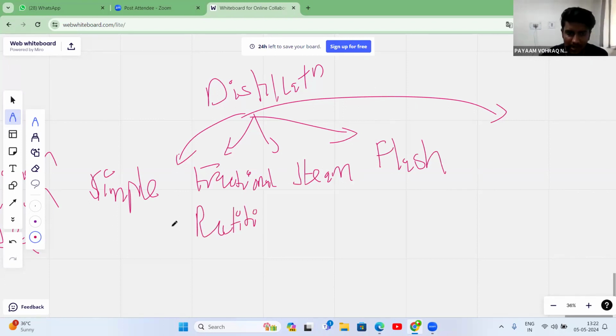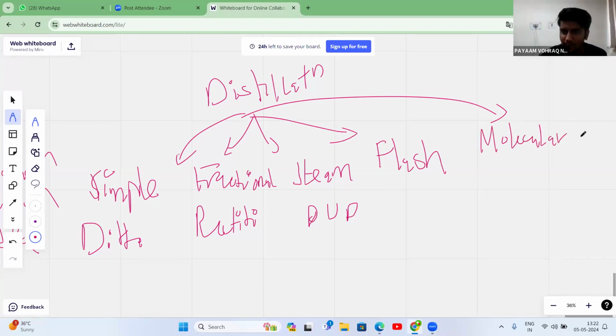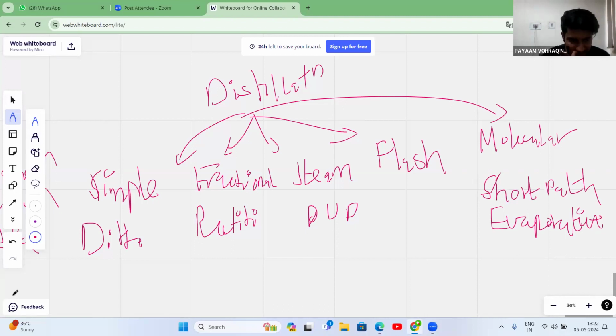Simple distillation is also called differential distillation. Steam distillation is also called distillation under pressure. Flash distillation is flash. Molecular distillation is also called short path distillation or evaporative distillation. Please note, and you need to know the uses. Very important in your pharmaceutical engineering. You should know the equilibrium. Very good. Flash is sometimes also known as equilibrium distillation.